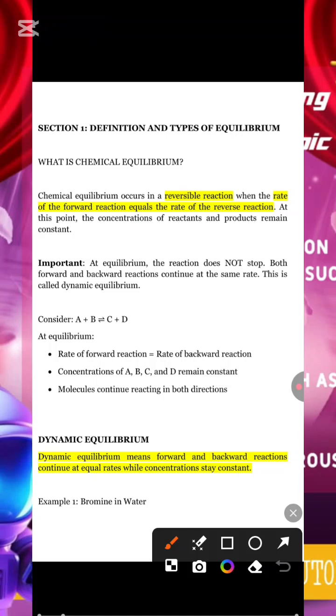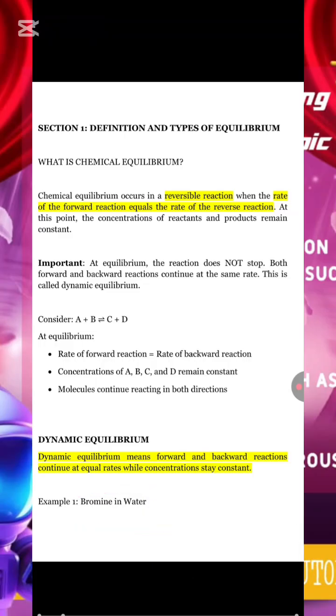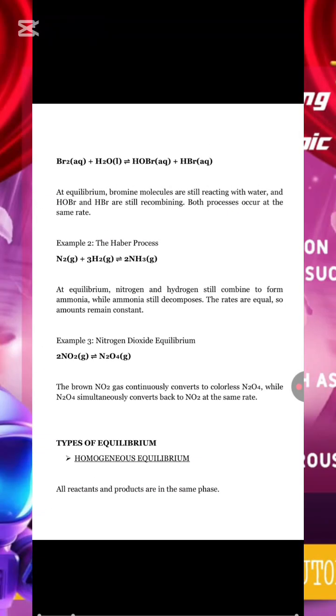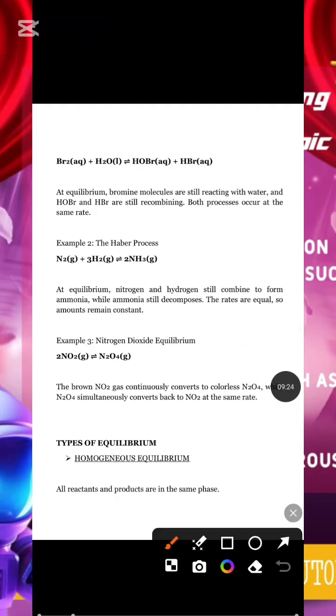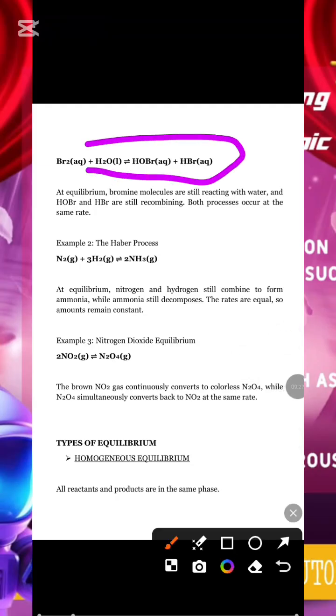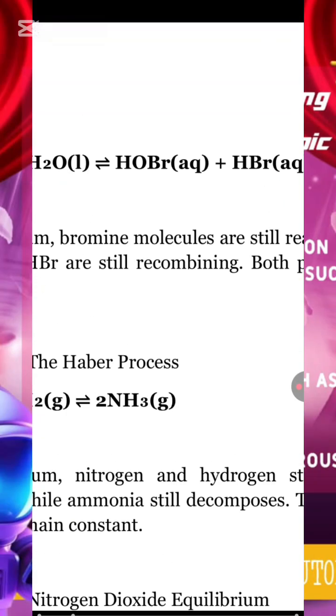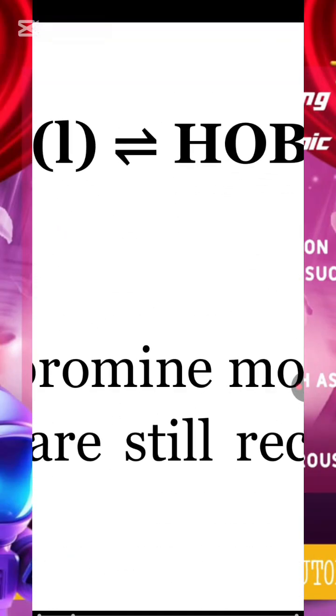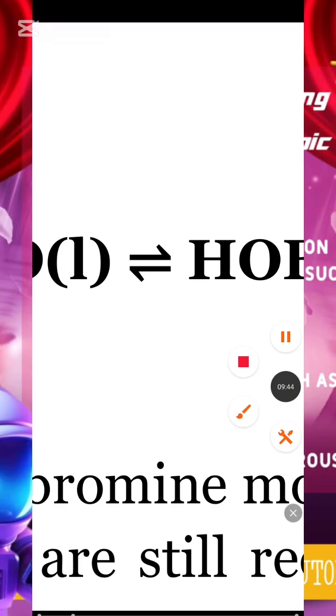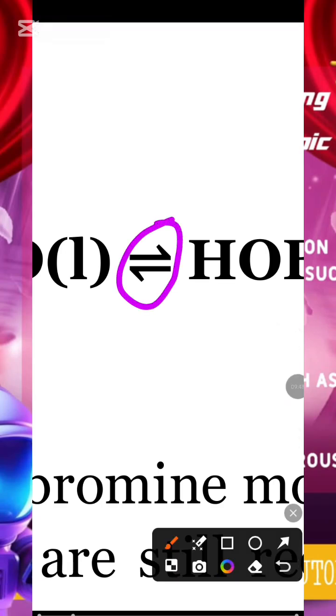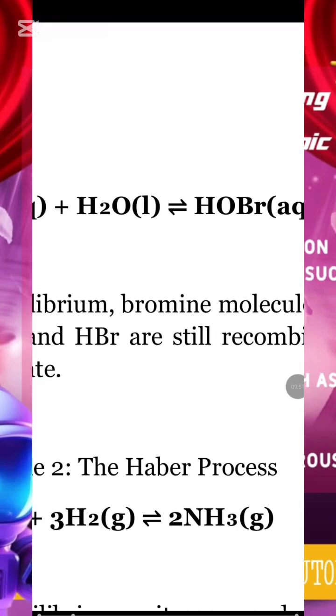Now let's take an example. Example one is the reaction of bromine with water to form bromine water. You can see the equation up there, highlighted in bold text. You can see bromine reacting with H2O to form bromine water and hydrogen bromide. The symbol in between is the symbol for a reversible reaction. That's to tell you that the reaction is actually reversible.